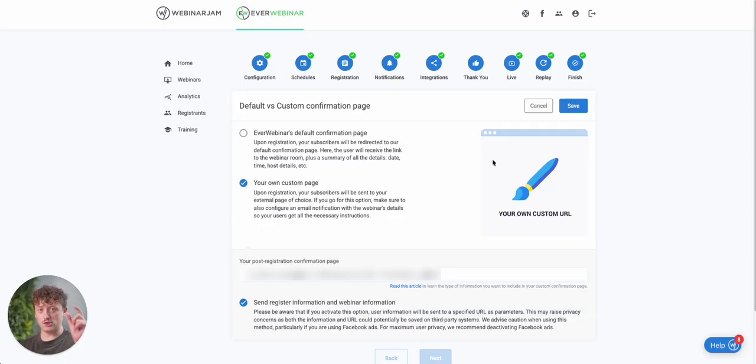So when they register, just paste that link in here. And what that will mean is as soon as they register, they get pushed straight into the live room. So there's none of that 15-minute waiting time, especially for a B2C audience.